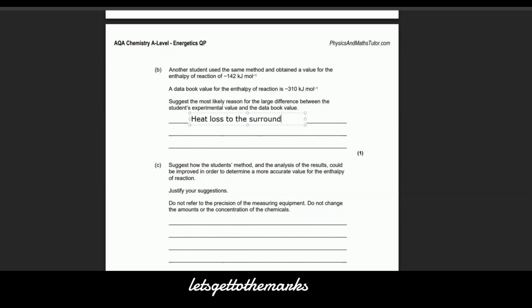To the surroundings. So our answer was less exothermic. Obviously, it didn't seem like as much heat was released. So our answer was less exothermic than it should have been. Okay, let's move on.